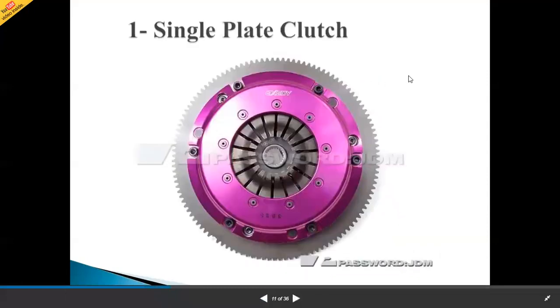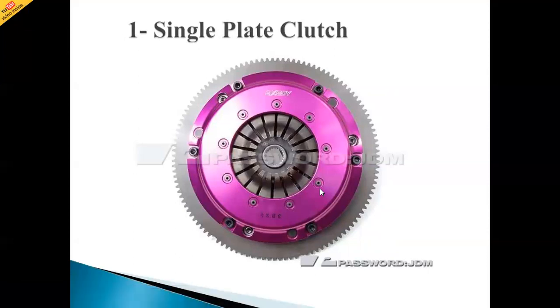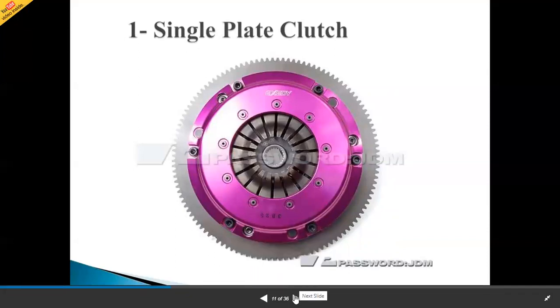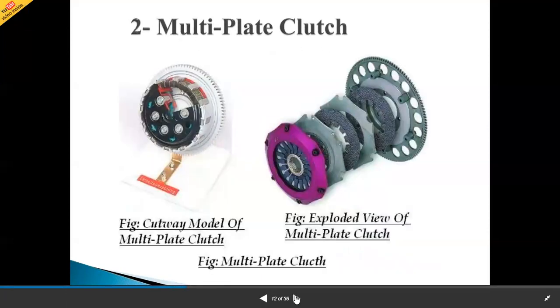Types of clutches: this is the single plate clutch. In this single plate clutch, you can see these bolts provided. Two types of clutches are available: single plate clutch and multi-plate clutch. The space required in a multi-plate clutch is less in the radial direction, but in the case of a single plate clutch, the space required in the radial direction is more. In the multi-plate clutch, if we see the diagram, these are the components. This is the cutting view of the multi-plate clutch.